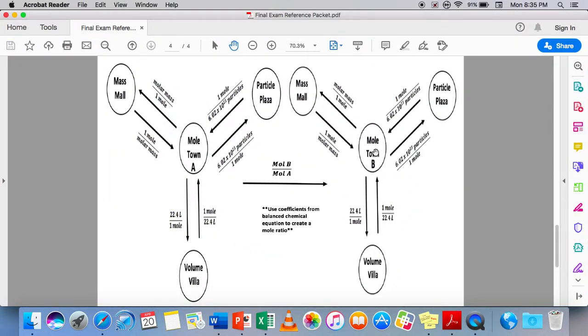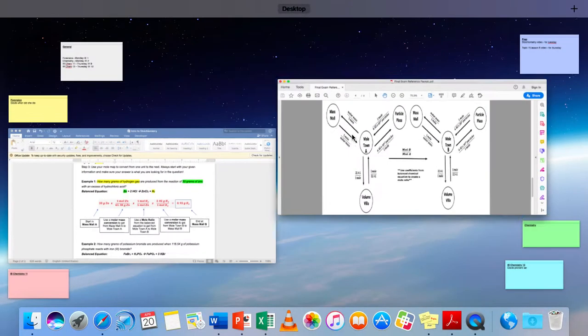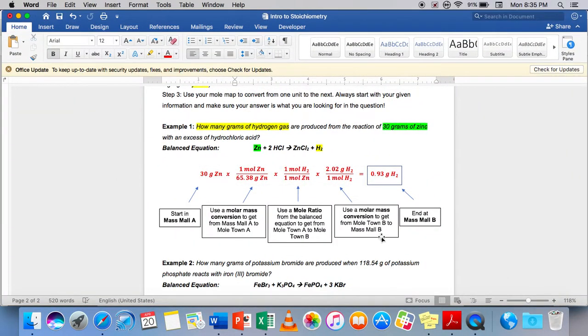Now, if we remember, our problem said how many grams. So that means I have to get to mass mole. So I have to go from Moletown B up to mass mole. And it says to do molar mass divided by 1 mole. So we need to use that molar mass conversion to get from Moletown B to mass mole. And we're going to do hydrogen. Remember, it says H2. So that means I take whatever is hydrogen's molar mass on the periodic table and multiply it by 2. That gets us to 2.02 grams.